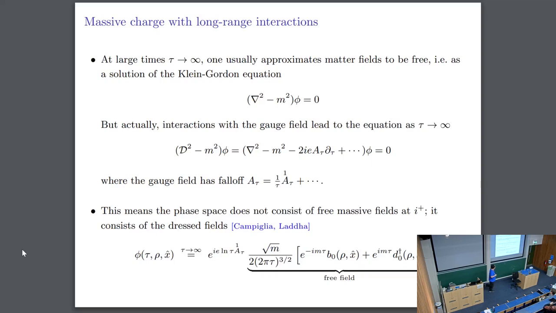And if you solve this equation, what you find is that the large time asymptotic of the massive field is not just the free field, but it acquires an infinite phase. Now this equation only holds at leading order in large tau, so you should think of this phase not as an exponential, but rather 1 plus i e log tau times this gauge field. And there are subleading corrections that go like 1 over tau to the 5/2 and so on.